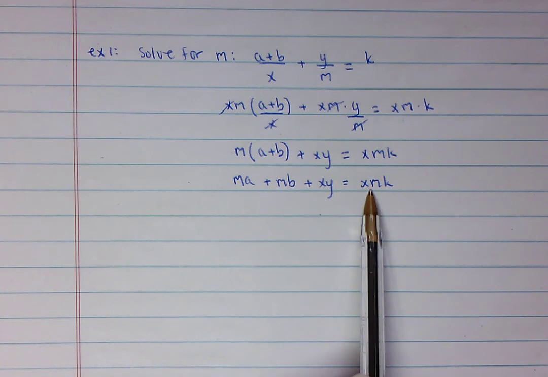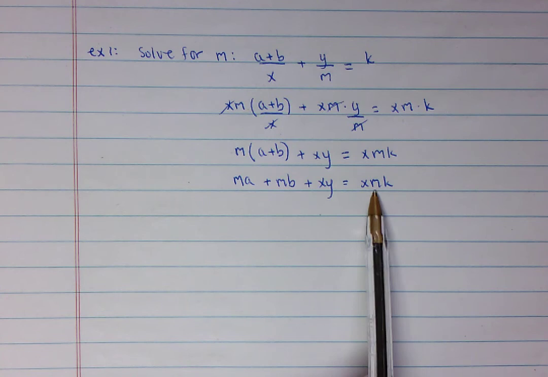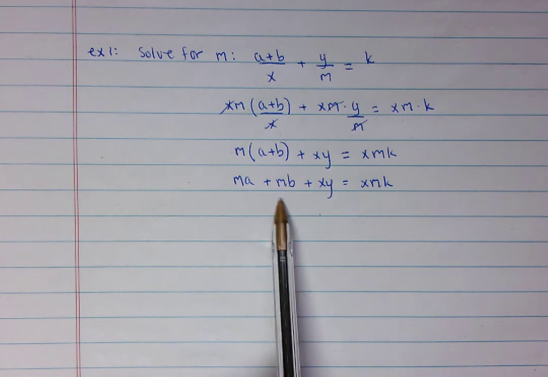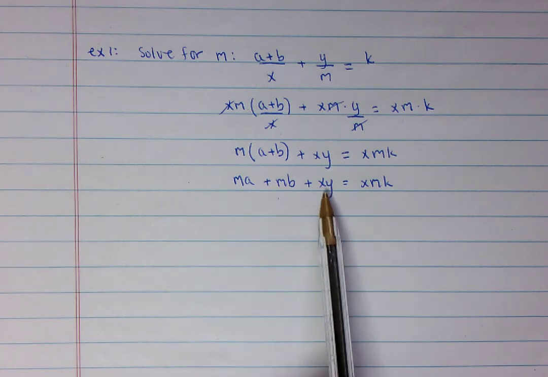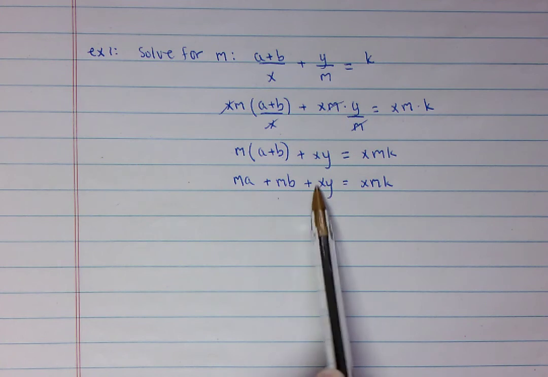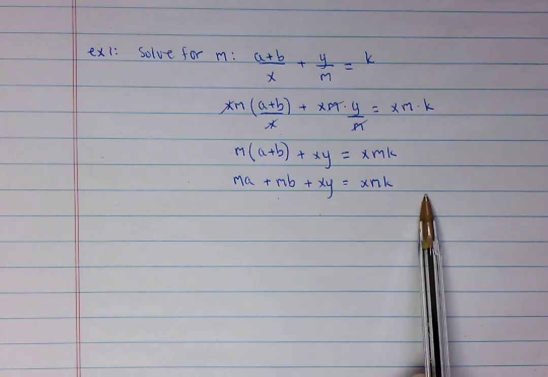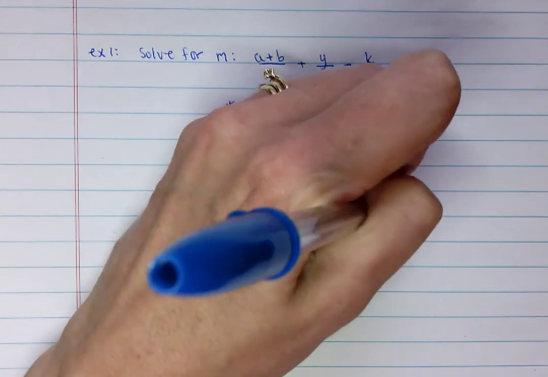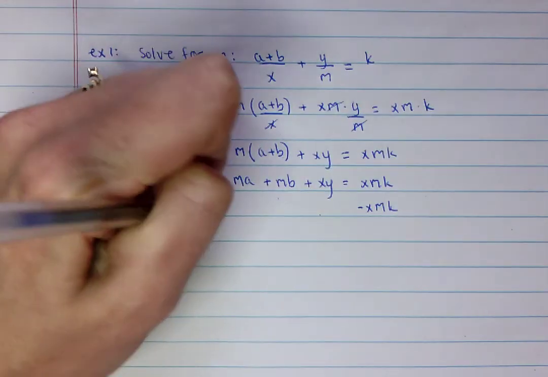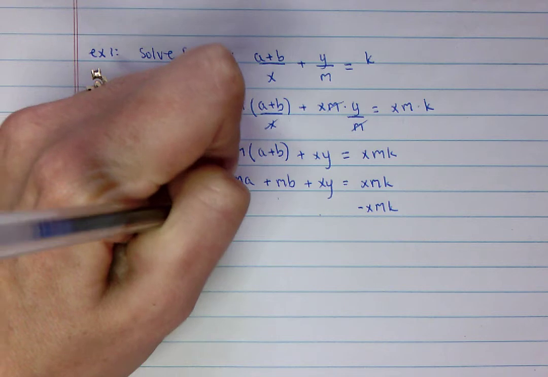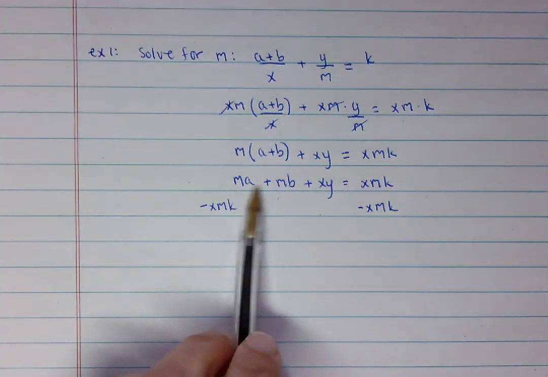So I'm going to subtract this from both sides to get it over here. And then I'm going to subtract this from both sides because this doesn't have an m in it, and that will move that over on the right side. So let's do that. I'll just do it off to the side, but I'm going to write these first.